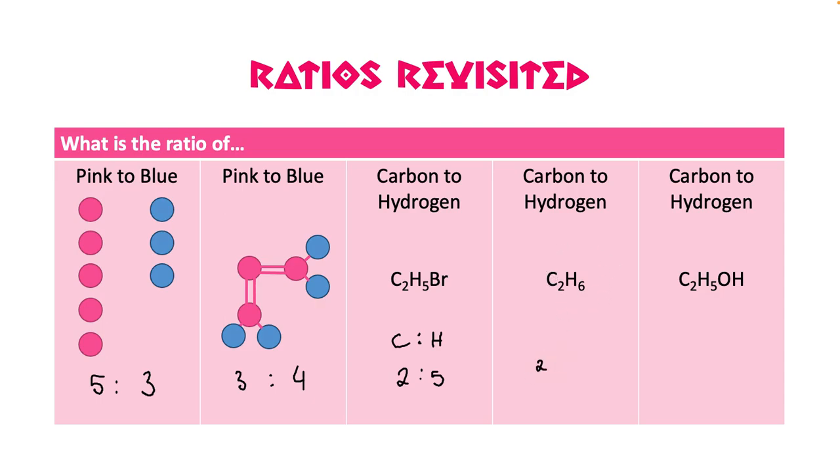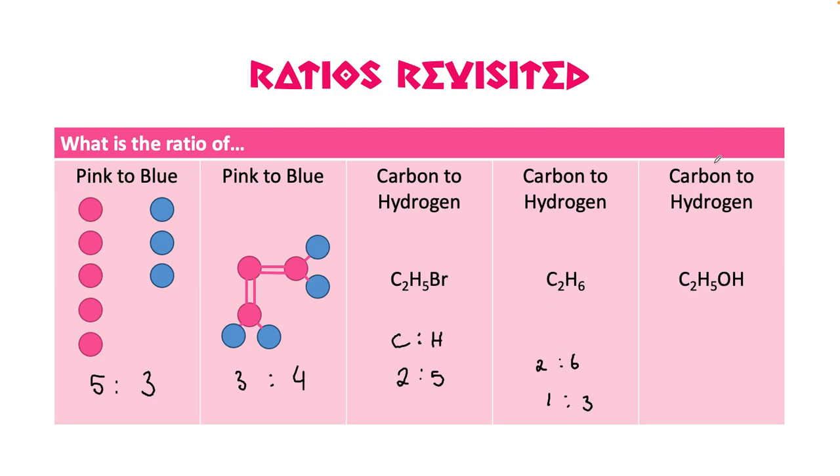What makes alarms go off in my head is that 2 is to 6, while it is a correct ratio, is not the simplest ratio. So another way that I could write 2 is to 6 is I could divide both of those by 2, and I could end up with 1 is to 3. And that would be the simplest whole number ratio of carbons to hydrogens.